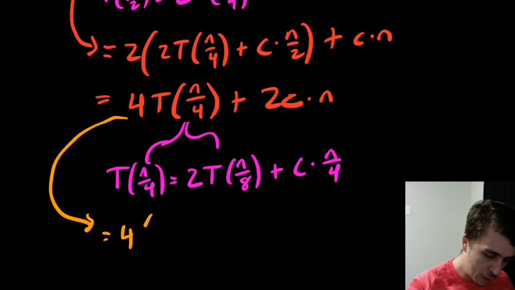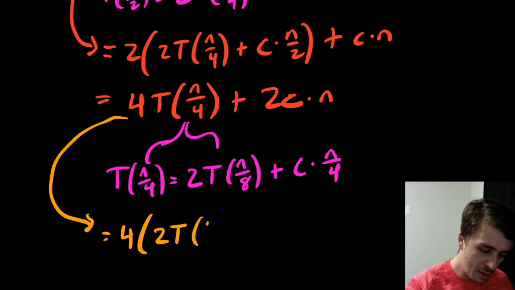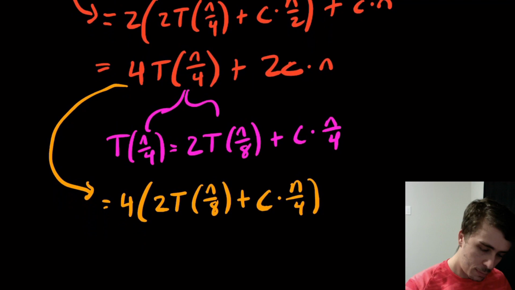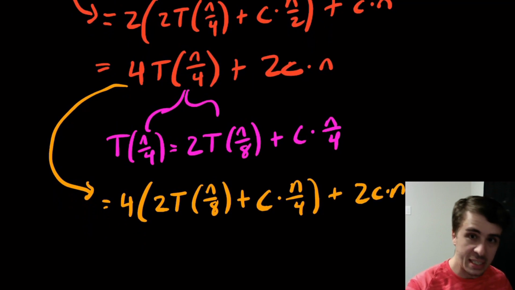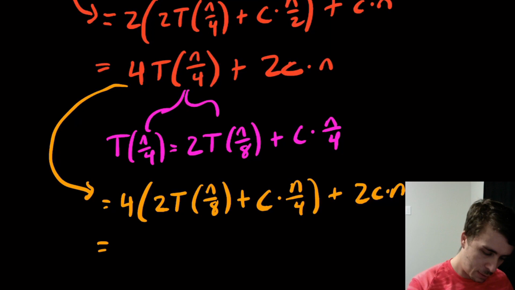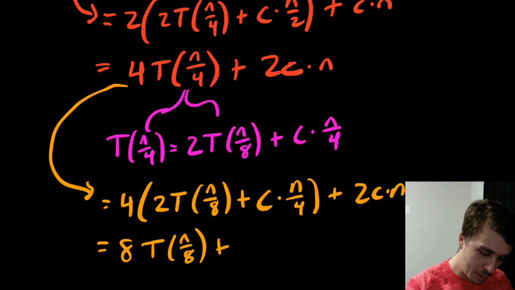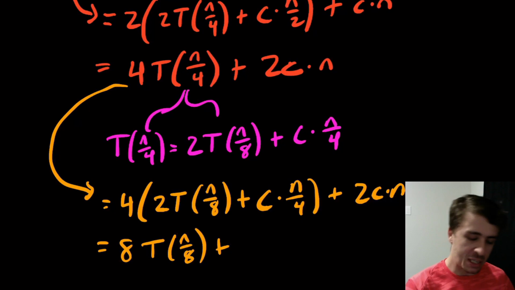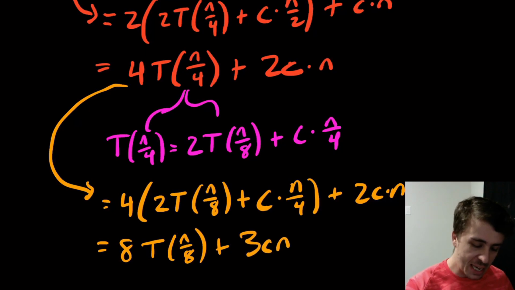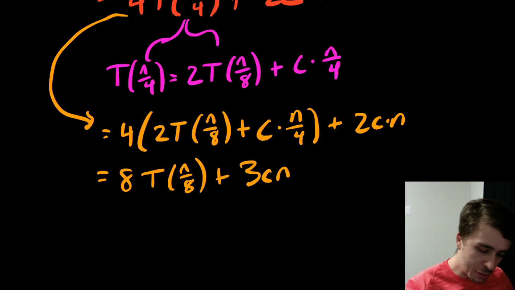So we have 4 times what t of n over 4 is, which is 2t of n over 8 plus c times n over 4. And then we have the plus 2c times n that we had before. And if we expand that out, we get 8t of n over 8 plus, again, the 4 is going to cancel with the 4 on the outside. So we get c times n on the inside, and we had a 2cn on the outside already, so we have 3cn. And we can actually see what's going on.